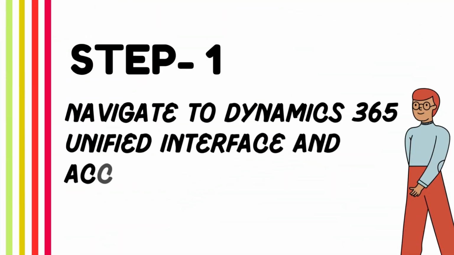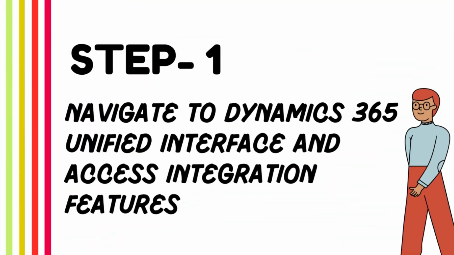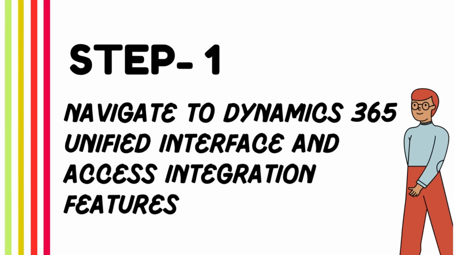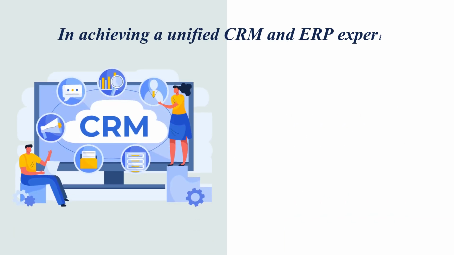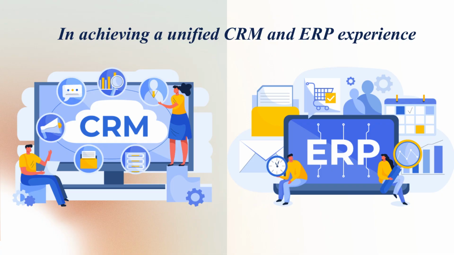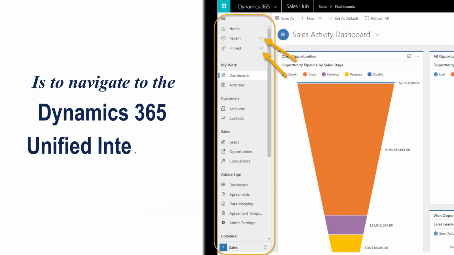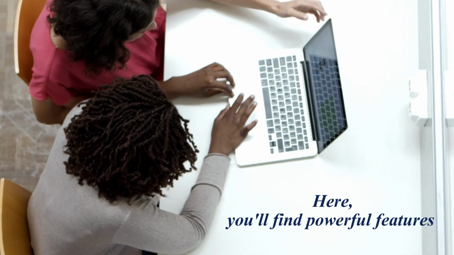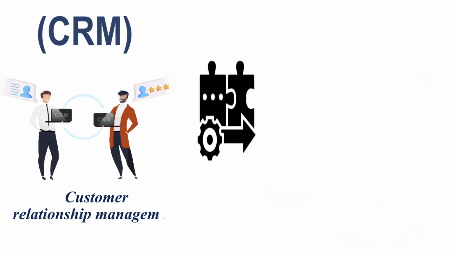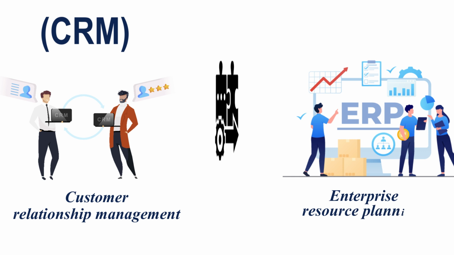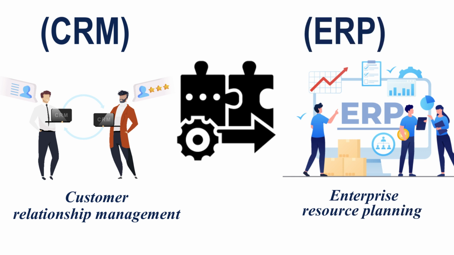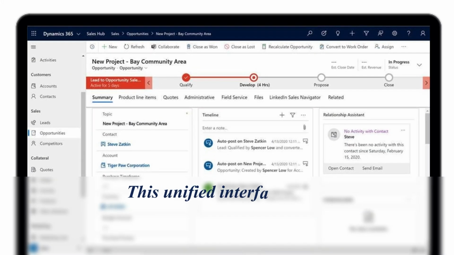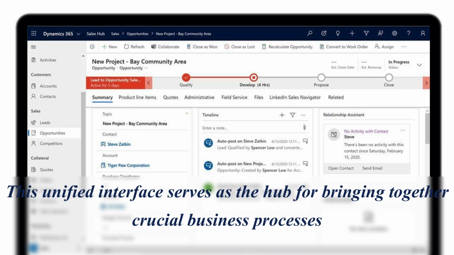Step 1. Navigate to the Dynamics 365 Unified Interface and access integration features. The first step in achieving a unified CRM and ERP experience is to navigate to the Dynamics 365 Unified Interface. Here, you'll find powerful features to seamlessly integrate your customer relationship management, CRM, and enterprise resource planning, ERP, systems. This unified interface serves as the hub for bringing together crucial business processes.